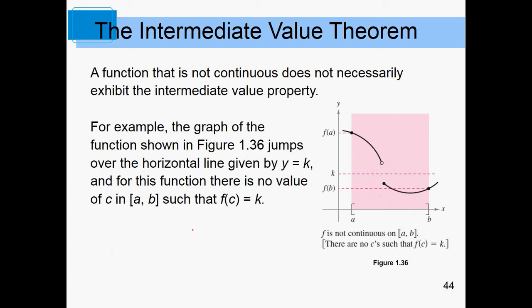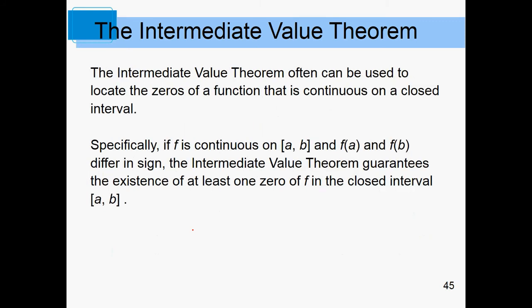So a function that is not continuous doesn't necessarily exhibit all of this, because what happens if I have a jump discontinuity? Then I have a whole group of y values that are not represented on this graph, right? Therefore, that's why the IVT has to require that it's a continuous function. If it's not continuous, we've got a jump. We can use it, like I said, to find the zeros of functions.